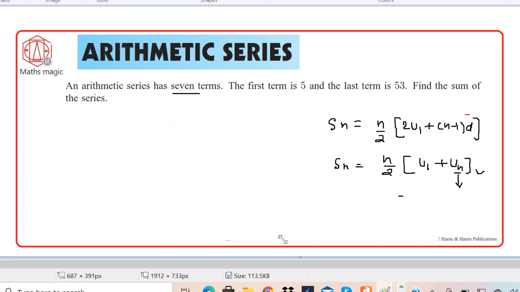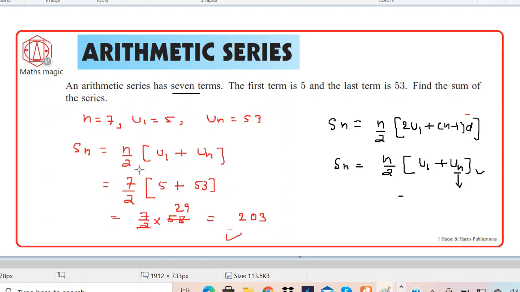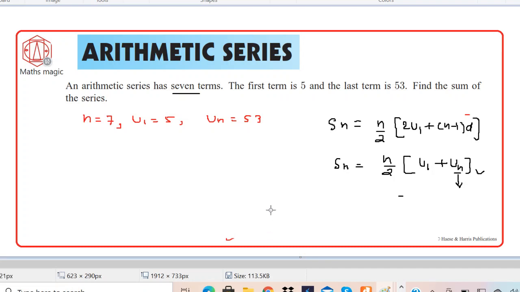So how will you proceed? As usual, we have to keep all the information which we have. So now our target is to find the common difference, because the common difference is not given. So how can we find the common difference? Do you remember the nth term formula of the arithmetic sequence? un is equal to u1 plus (n minus 1) times d. So we will use this formula over here.